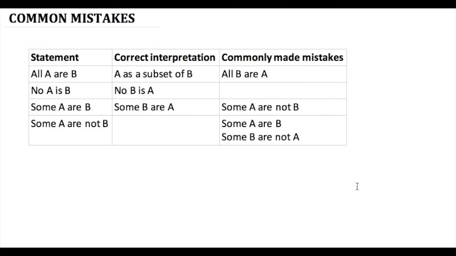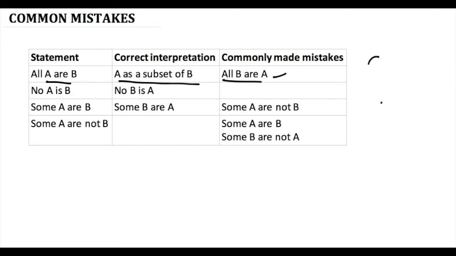Now let's come to the common mistakes that people make while solving these kinds of questions. When you're solving all A are B, then A is a subset of B. We understood that we can have two subcombinations here, where A is a subset of B, and A and B are overlapping with no subset or superset. But a commonly made mistake is that you confuse it with the fact that all B are A.